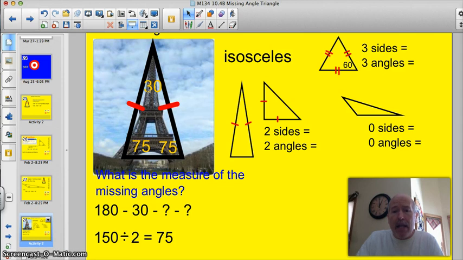So keep that in mind. It's helpful to remember: if you have three sides that are the same, you'll have three angles that are the same. If you have two sides that are the same, you'll have two angles that are the same. If no sides are the same length, no angles will be the same. All right, let's do 9 problems.